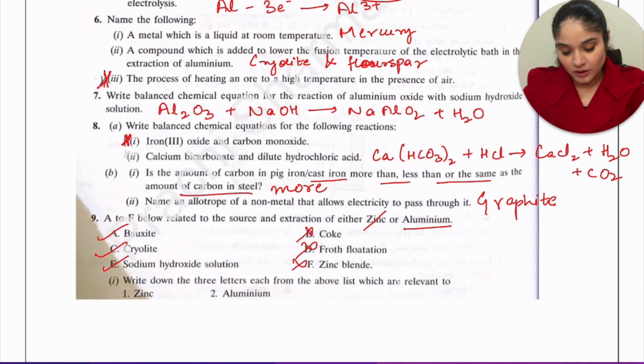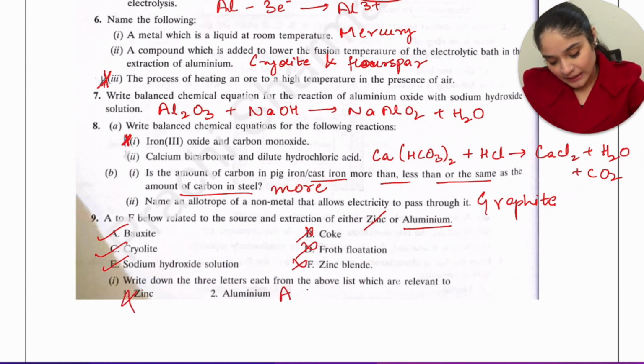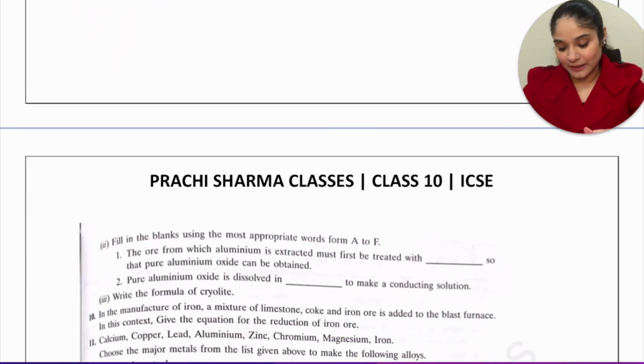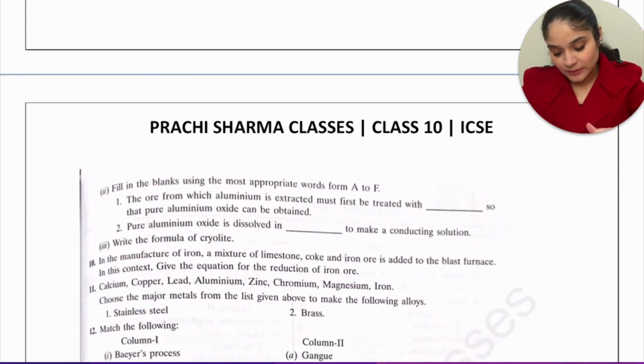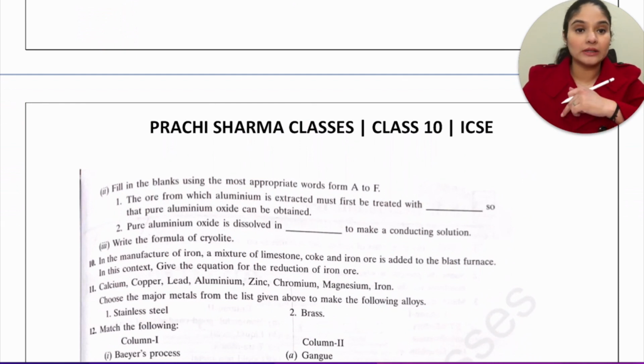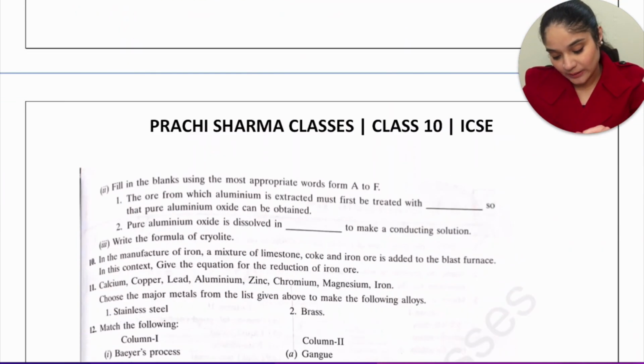Zinc blend, no. Write down the 3 letters each from the above list which are relevant to zinc, so we are not doing that. Aluminium is ACE. Okay, let's move on to the next part. Fill in the blanks using the most appropriate words from A to F. So the same words that we had, A to F, we'll be using that.